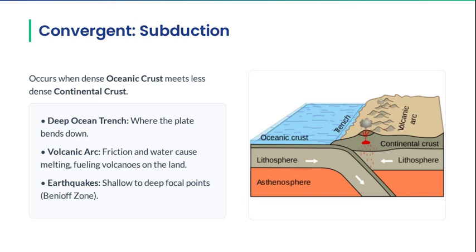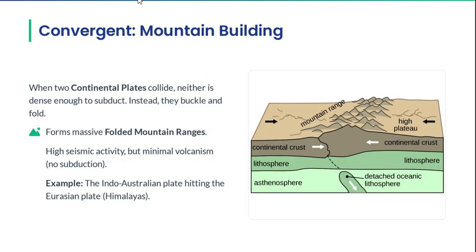And then we can move on to the third and last one, which is convergent. Oh wait, no, there's one more below this, but this is when two continental plates collide, and neither is dense enough to subduct, so instead they buckle and fold, and this creates massive folded mountain ranges, high seismic activity but minimal volcanism. And the example is the Indo-Australian plate hitting the Eurasian plate, the Himalayas.